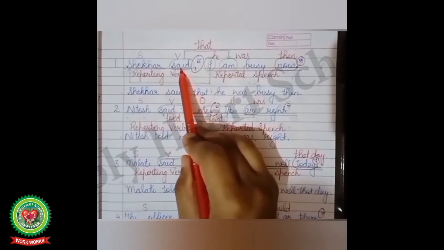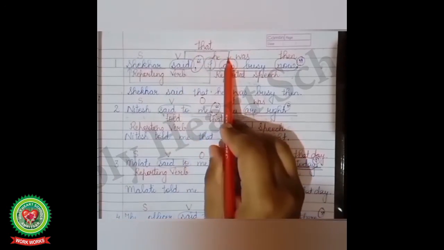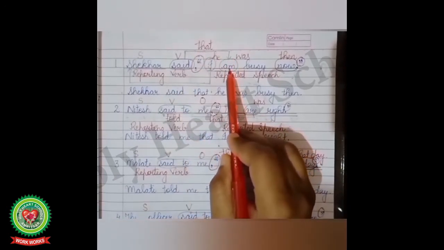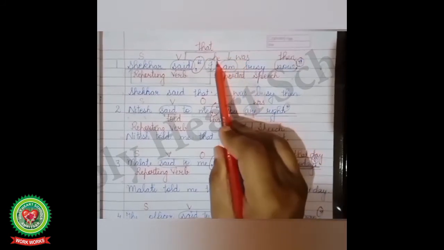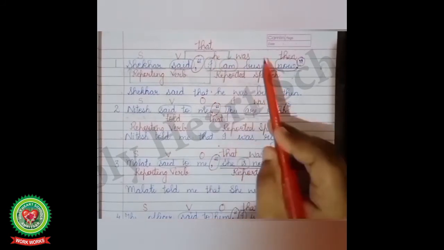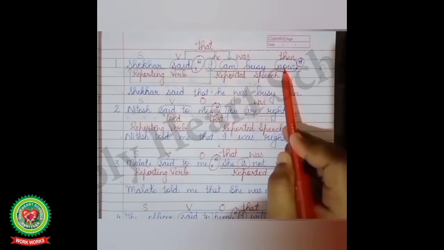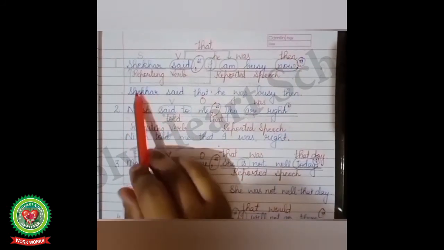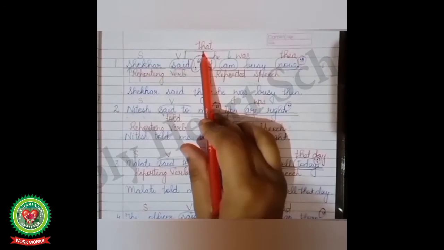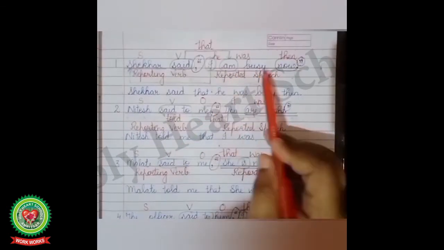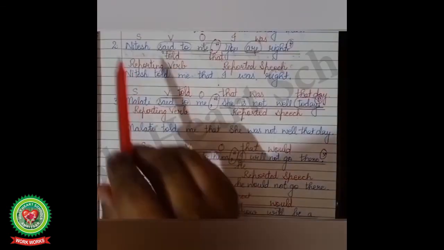The reporting verb is in past tense, so the tense of the reported speech will change. Is, am, are change into was, were. And with he, we have to use was. Busy now will change into busy then. So, our answer will be, Shekhar said that he was busy then. Full stop. Look at example number 2.